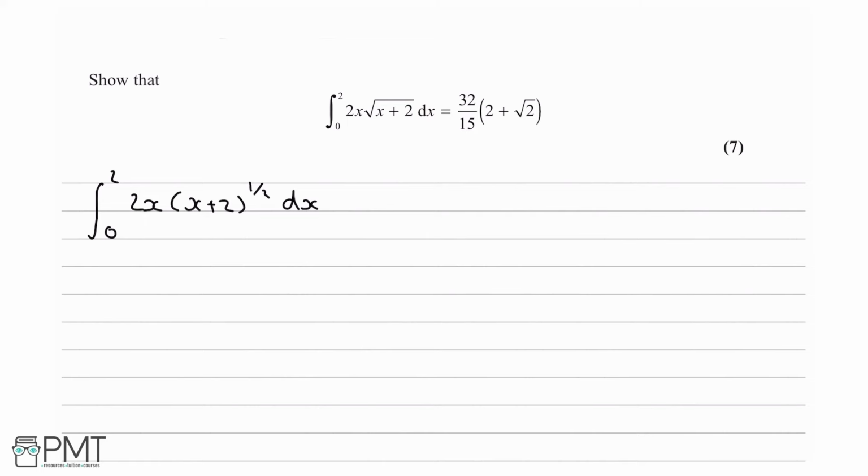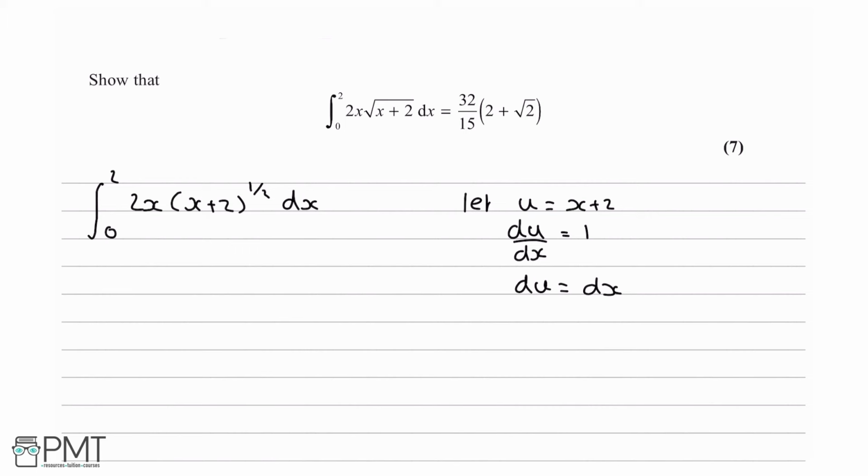So what I'm going to do first is make a u substitution and let u equal x plus 2. We will then say du by dx equals, well, the derivative of x with respect to x is 1, and the derivative of 2 with respect to x is 0, so it's going to be 1 plus 0, which is just 1. This means that du equals dx. The next thing I'm going to do is rearrange u equals x plus 2 for x.